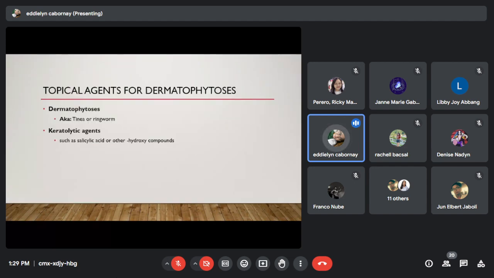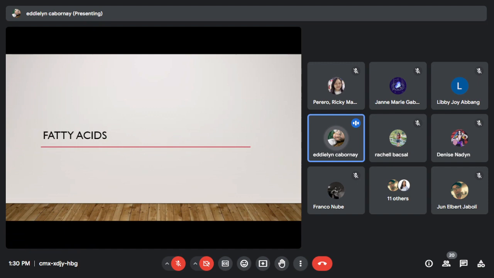Okay. So we have the different topical agents for dermatophytosis. Since these infections tend to be topical, their treatment has been directed to surface areas of the skin. Commonly, antifungal treatments are topical. Again, dermatophytosis, the other terms are tinea and ringworm. Keratolytic agents, examples are salicylic acid and other hydroxy compounds. So we have the first classification of topical antifungal medicine.